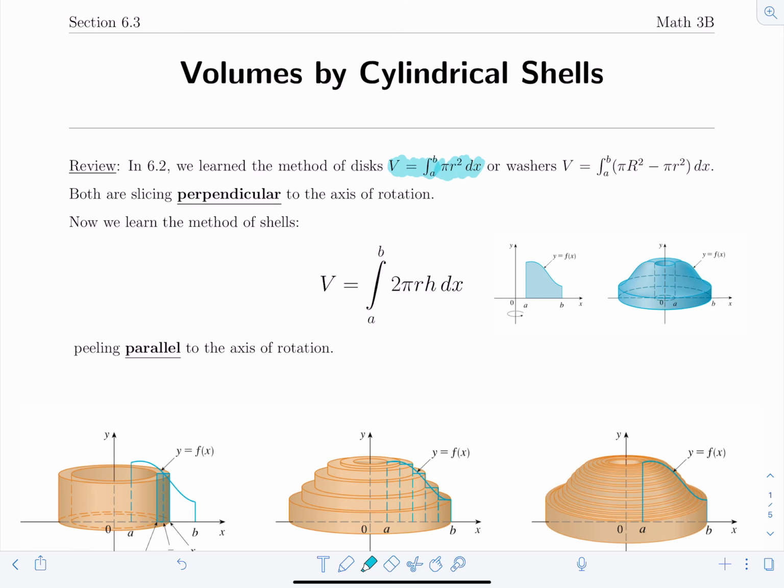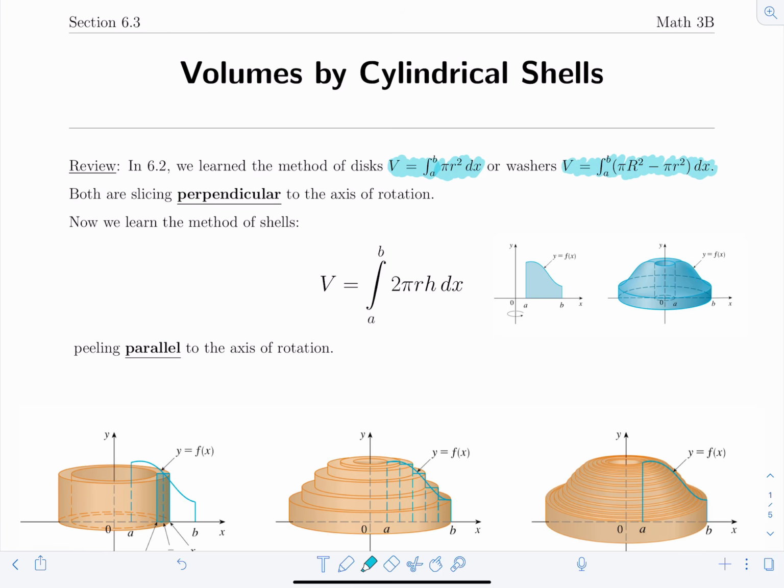That's for disks. And then for washers, you would have the definite integral from a to b of pi capital R squared, the outer radius, minus pi times lowercase r squared, the inner radius, dx. Now, when using disks or washers, the methodology was we were slicing our solid perpendicular to the axis of rotation. Now we're going to learn the method of shells.